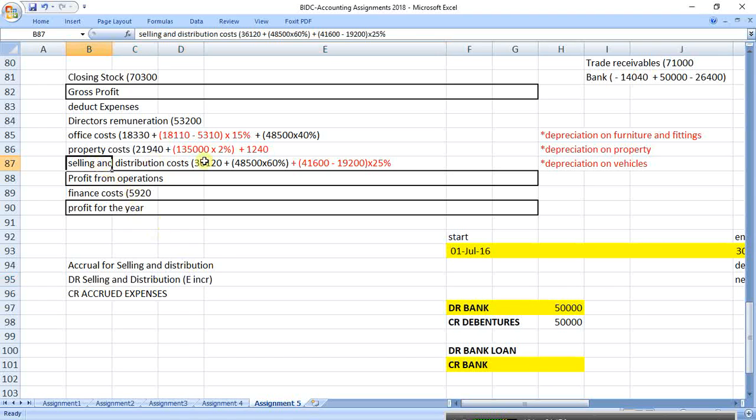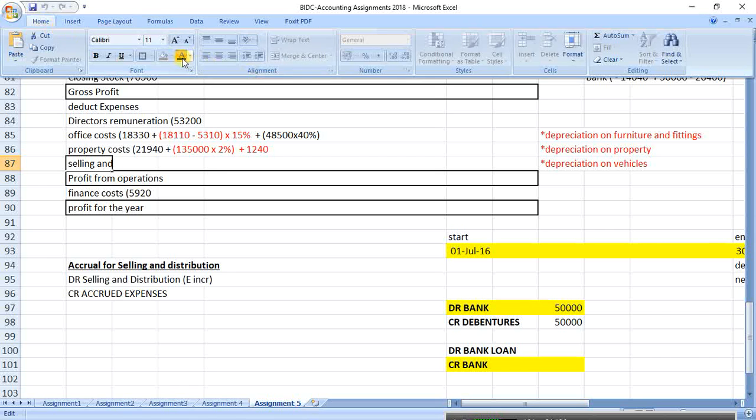So all I'm going to do is just add how much? 2680. Okay, 2680. All right, that's why. So that's the understanding. Obviously, I'm just adding it to the selling and distribution.